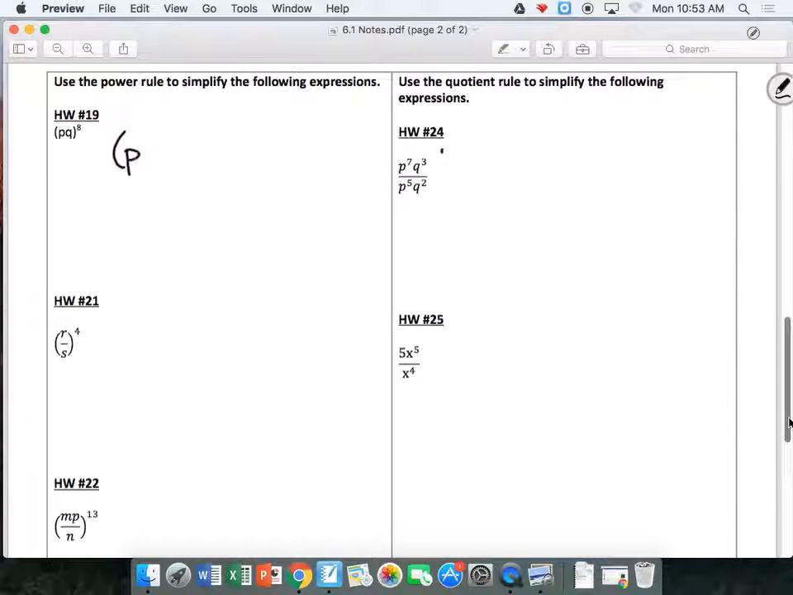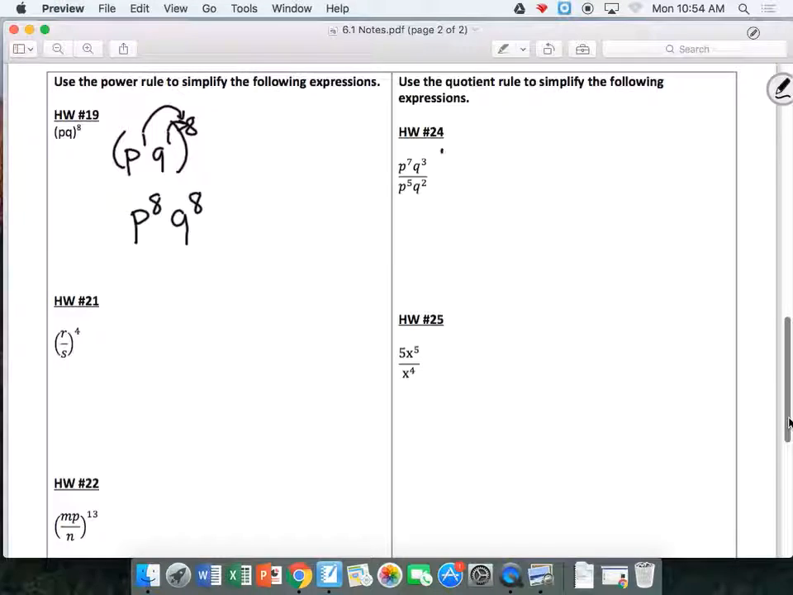I'm going to write this bigger. So I would write this like this: p to the first, q to the first, and all of that is to the 8th power. I think of this as distributing, because there's a parentheses between my bases and my next exponent. So I just distribute that. 1 times 8, this is p to the 8th. q to the first to the 8th power is q to the 8th.